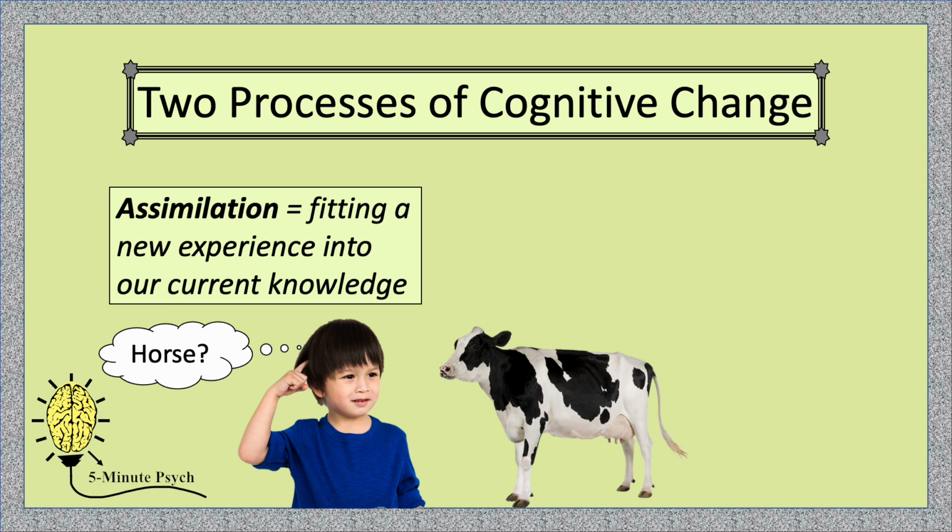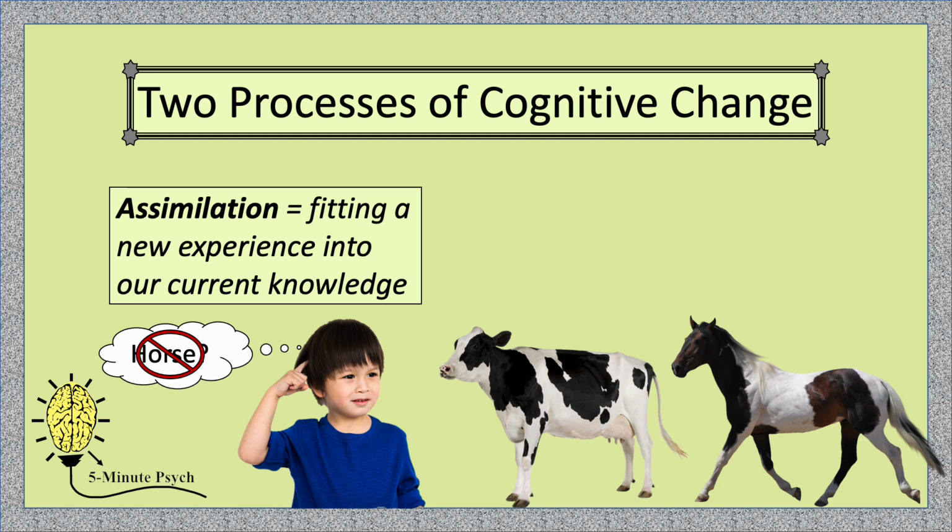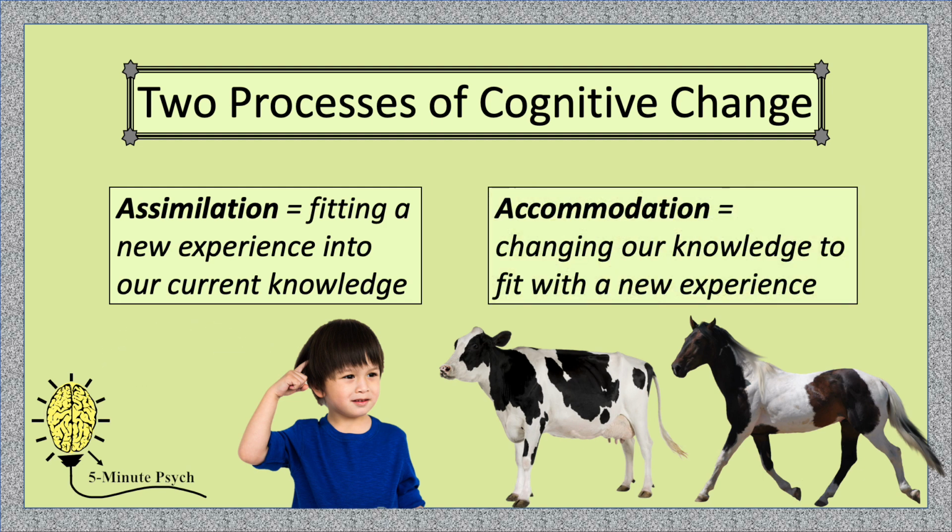But closer inspection would show that this new thing is different from a horse. You can't ride it, it says moo, and it gives us milk. If assimilation doesn't work, then we turn to accommodation, where we change what we know to fit with this new experience. Now the child would form a new concept of cow, and they would likely sharpen up their concept of horse too. Piaget believed that cognitive growth happened through assimilation and accommodation, advancing us through 4 stages of cognitive development.